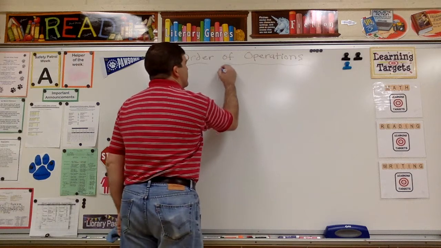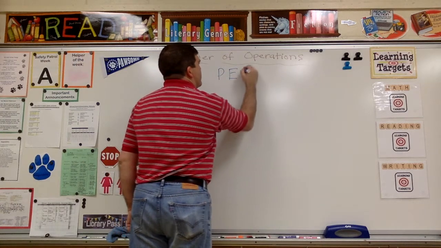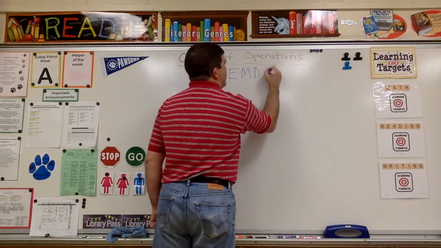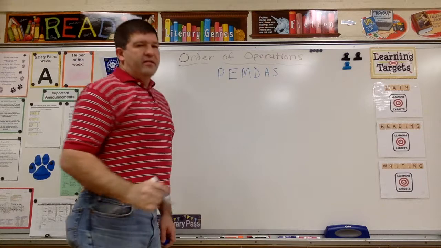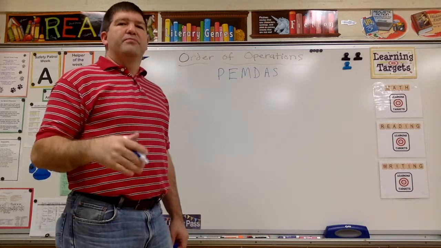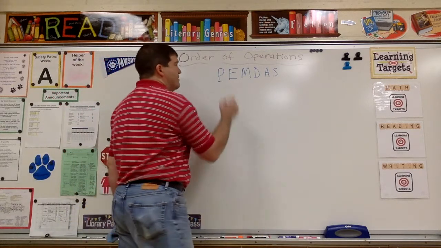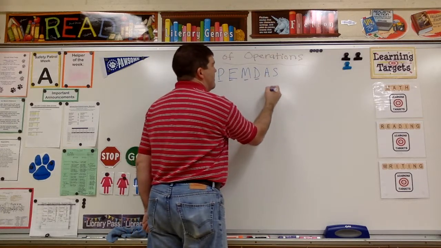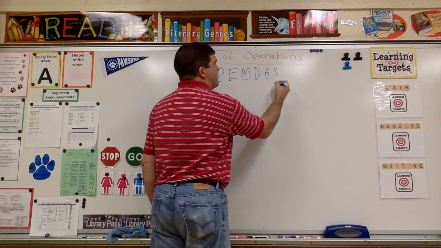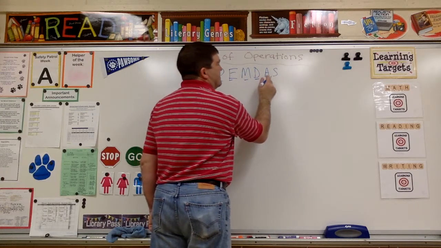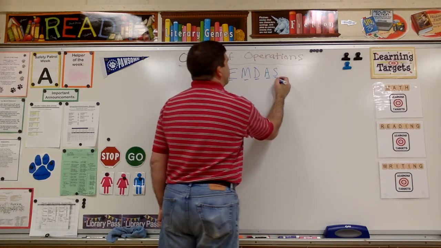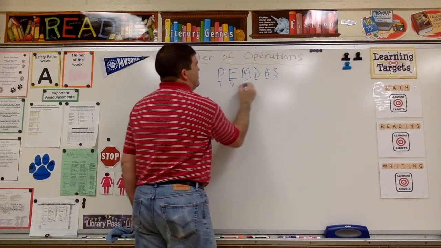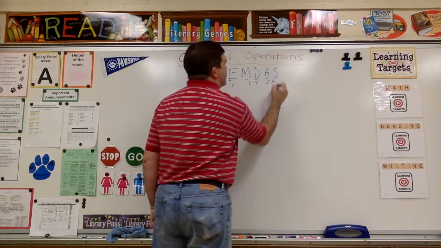So there's this little saying, please excuse my dear Aunt Sally. PEMDAS. Please excuse my dear Aunt Sally. Parentheses first, exponents second, multiplying third, dividing fourth, adding fifth, and subtraction sixth. So it'd be 1, 2, 3, 4, 5, 6.